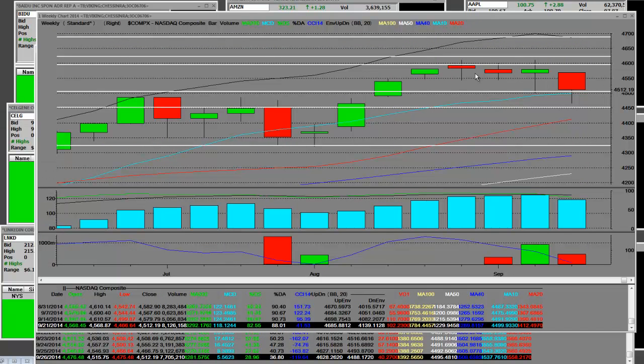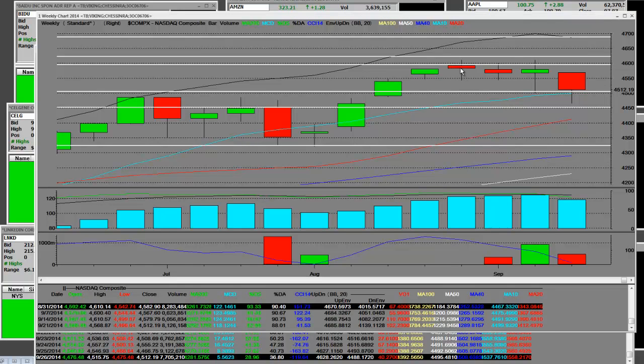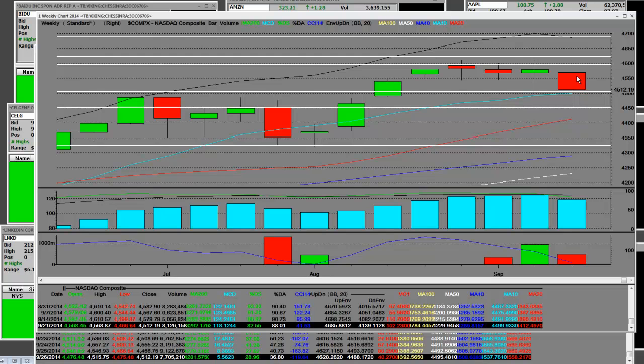Now, back on the composite, we were overbought up here. The high was 46.10, and the low that week was 45.42. This was that support area. When you're looking for a major reversal, we certainly had that on 9/21 on this thing right here, 9/21. We hit a low.